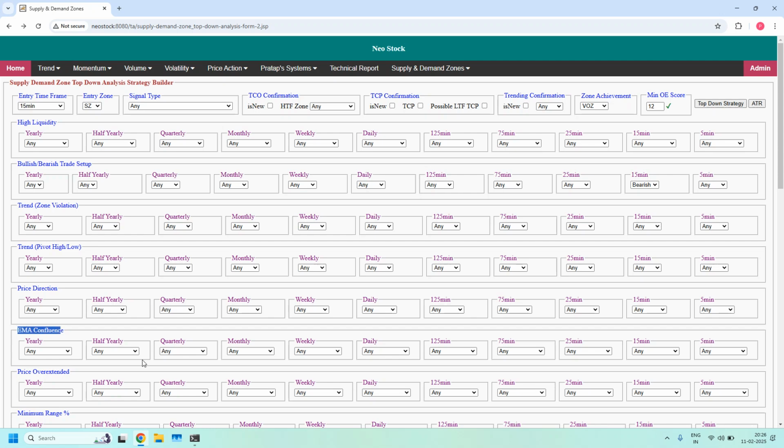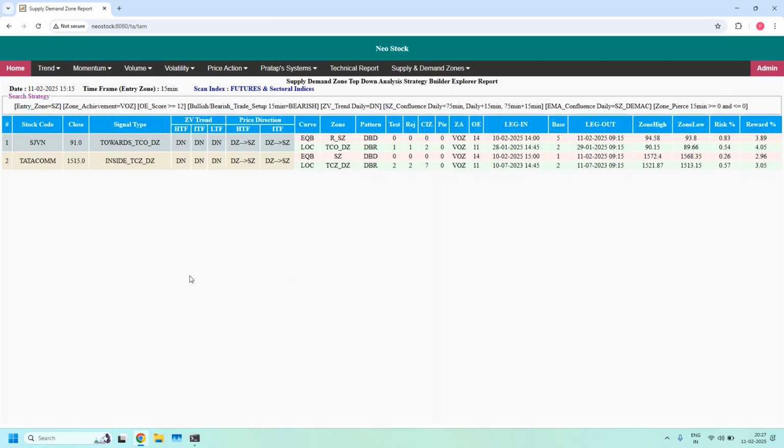In the EMA confluence at a daily time frame, I am setting the filter: daily supply zone is having daily EMA confluence or not, and the trend on the daily time frame should not be sideways. It should be downtrend because it is a bearish trade setup. With these filters, we got both the stocks. That means both these 15 minute supply zones are even more high probability trade setup supported zones. So this is about the bearish trade setup for daily income trade.